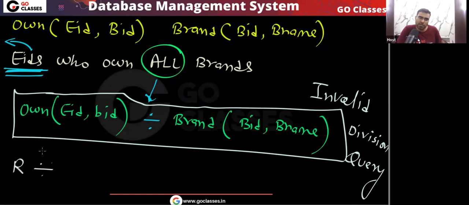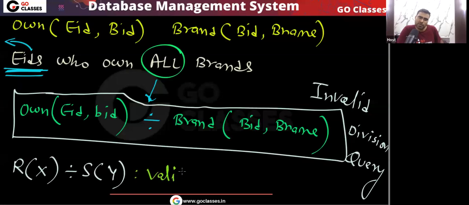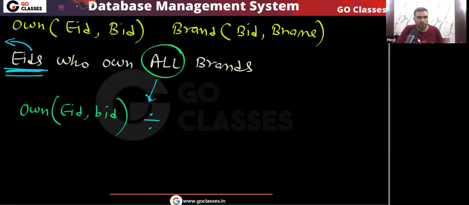You know that whenever you have R(X) divided by S(Y), this is valid if and only if X is a superset of Y. X must be a superset of Y. So is this clear? I will only find the BIDs, because I want employees who own all the brands. So here I just project the BIDs. Now this query is correct. Is this clear? Okay, that's it.